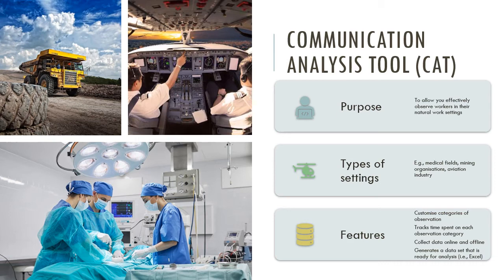The CAT app automatically tracks the time duration of each category of observed behavior by recording a timestamp for when a category is selected and an end timestamp for when a new category is selected. CAT works both in online and offline mode, and when your observations are complete, you can download your observation to a dataset ready for analysis, for example, in an Excel or CSV format.